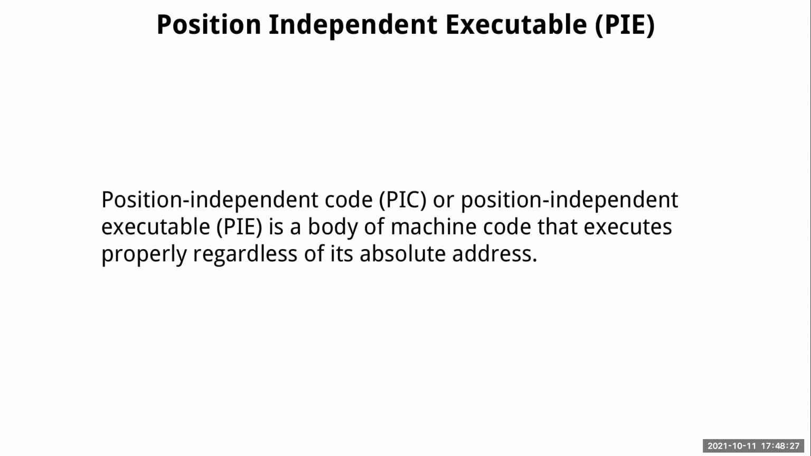A lot of background knowledge important for ASLR is something called position independent code, or position independent executables. It's called PIC or PIE. If a piece of code is PIC, it means this piece of code can execute properly regardless of its absolute address. It's the same piece of code: you put it in address 0, it runs. If you put it in address 5000, it still runs. Okay?